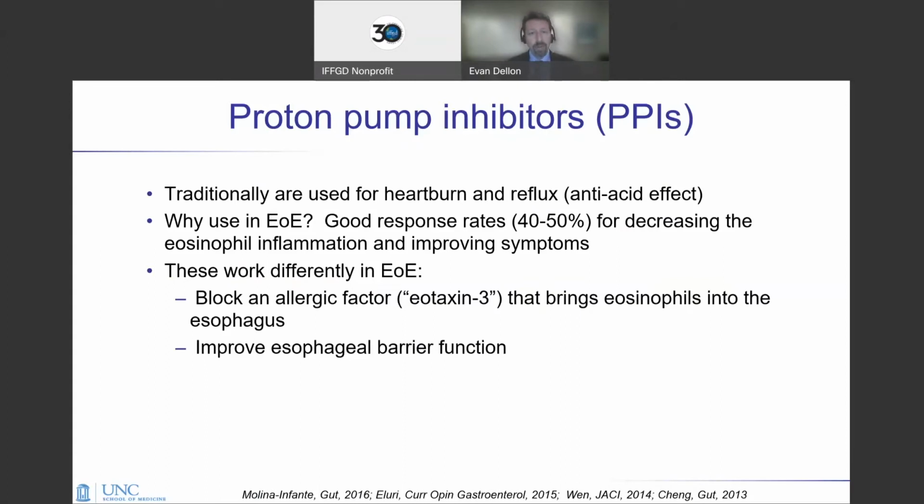And it's important to realize that if these are prescribed for EOE, it's not really for their anti-acid function. They have an anti-allergy effect that works differently in EOE. They block an allergic factor that seems to bring the eosinophils to the esophagus, and they help improve the esophageal barrier and make it less leaky. So these are often one of the initial medicines that are used.